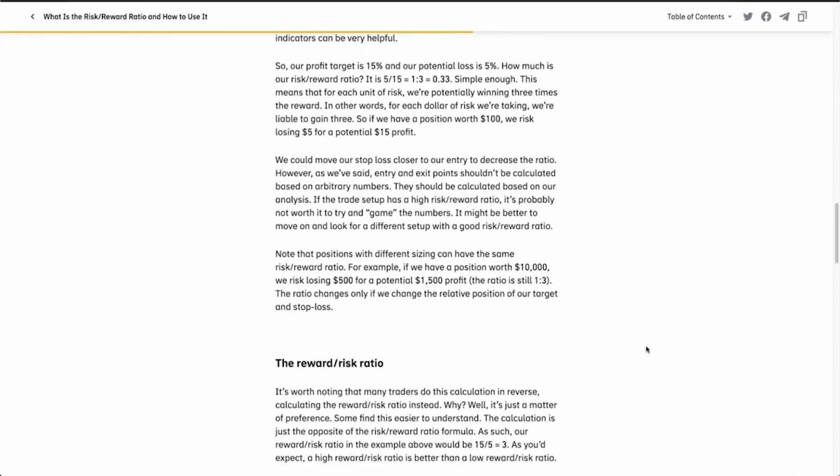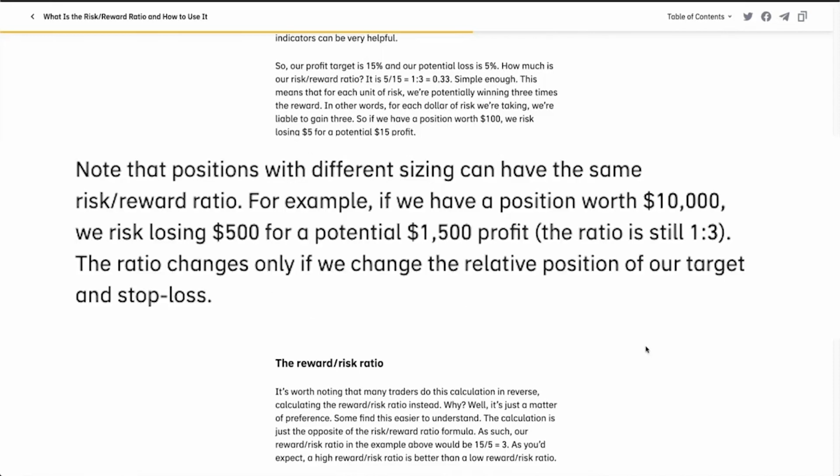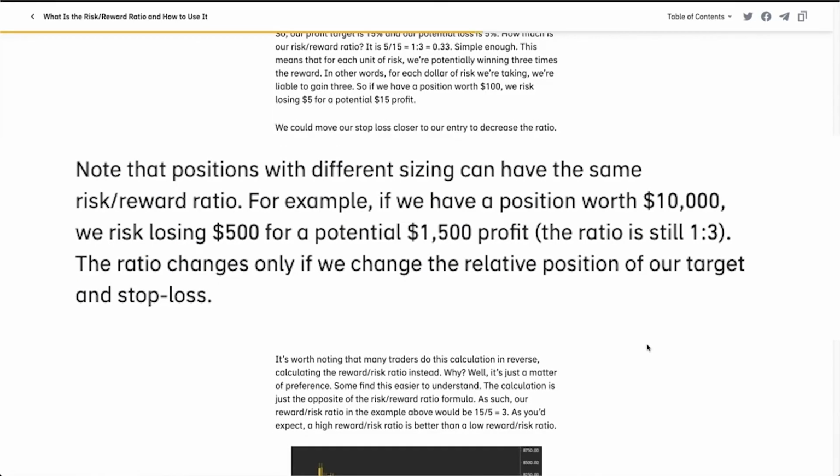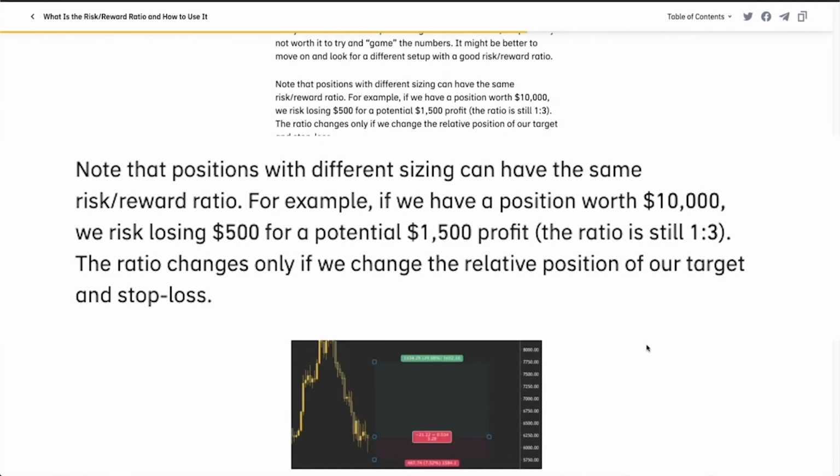reward ratio. Now, note that positions with different sizing can have the same risk to reward ratio. For example, if we have a position worth $10,000, we risk losing $500 for a potential $1,500 profit. The risk reward ratio is still 1 to 3. The ratio changes only if we change the relative position of our target and stop loss.